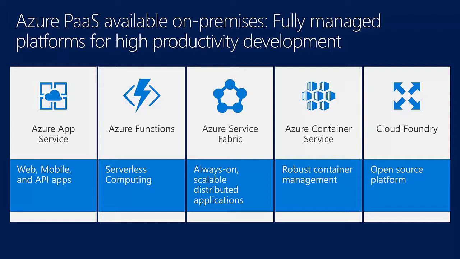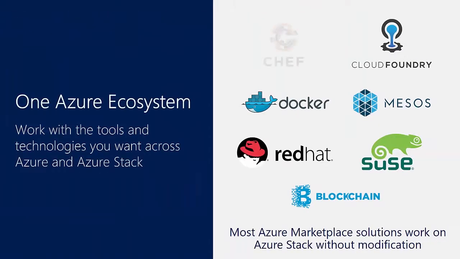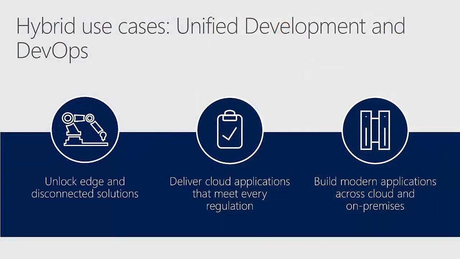And then there's the Azure Container Service, which is basically a container infrastructure so you can create containers and manage them as well. And then it also has the open source platform Cloud Foundry. And Cloud Foundry is an open source platform that is cloud native for deploying and operating modern applications. And also there's one Azure ecosystem. So it works with the tools and technologies you want across Azure and Azure Stack. And here's some examples of Chef, Cloud Foundry, Docker, Mesos, which manages the Docker environment, Red Hat, SUSE, blockchain, and many, many others. So what are some of the use cases for this hybrid environment?